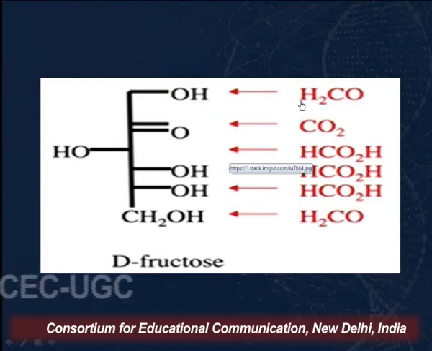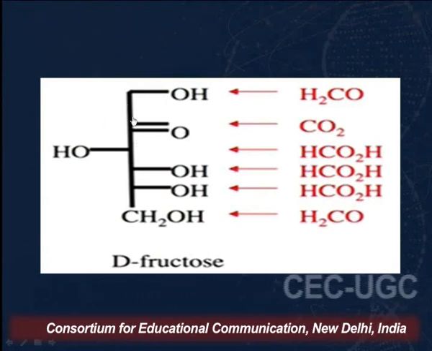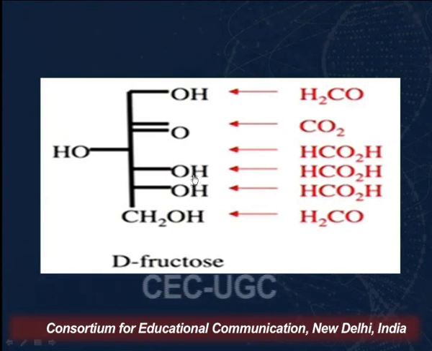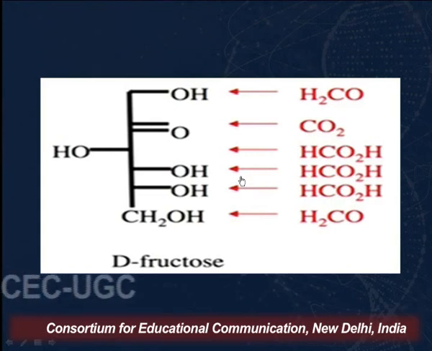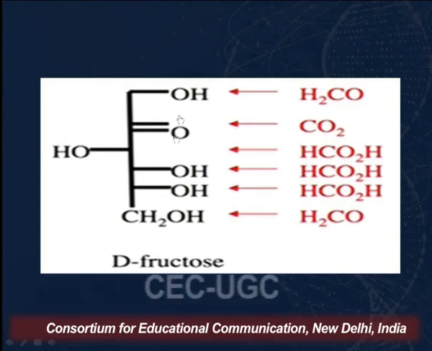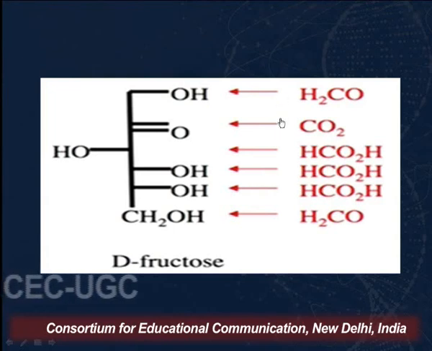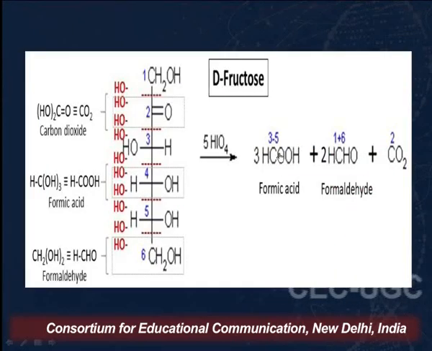So what are we getting here? We are getting formaldehyde. If we have a carbonyl group, which is a ketonic group, it will be converted to carbon dioxide, and then we have 3 secondary alcoholic groups which will be converted into formic acids. 1, 2 and 3, and we will get 3 formic acids. That means when we carry out the periodic oxidation of D-fructose, we will get 2 molecules of formaldehyde, 1 molecule of carbon dioxide and 3 molecules of formic acid.